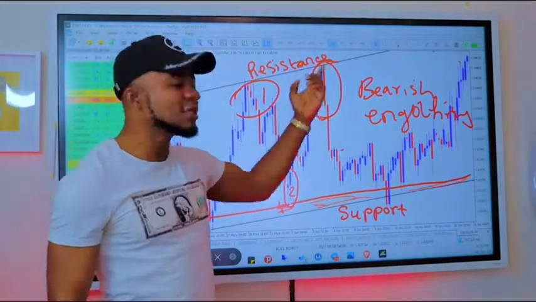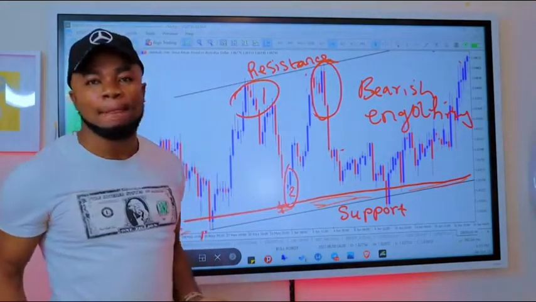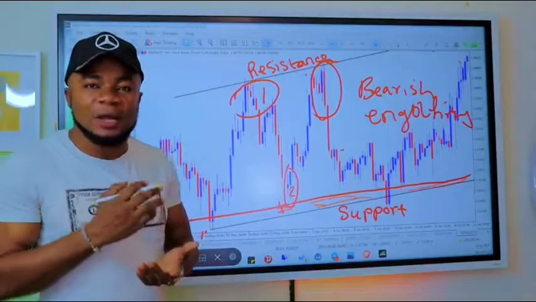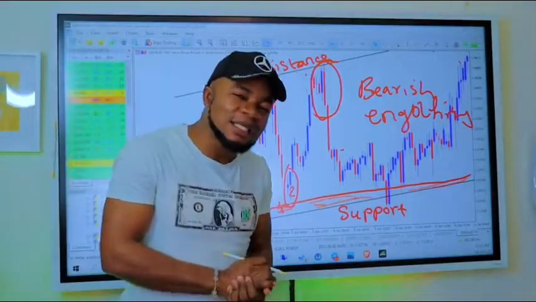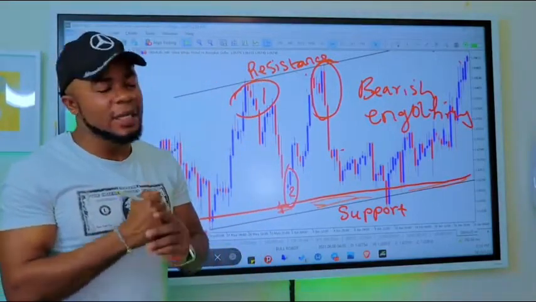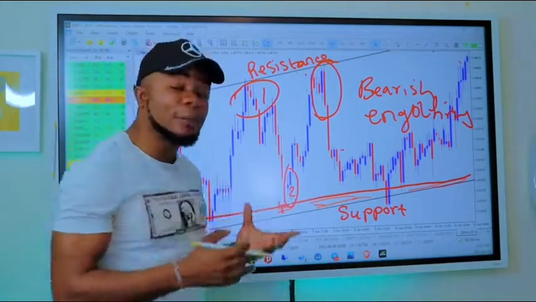See, our resistance is there. This thing is not magic. It happens all the time. The reason why you keep blowing your account every day is because you don't have the patience to understand the dynamics, to understand what is going on. Because this thing happens every day.